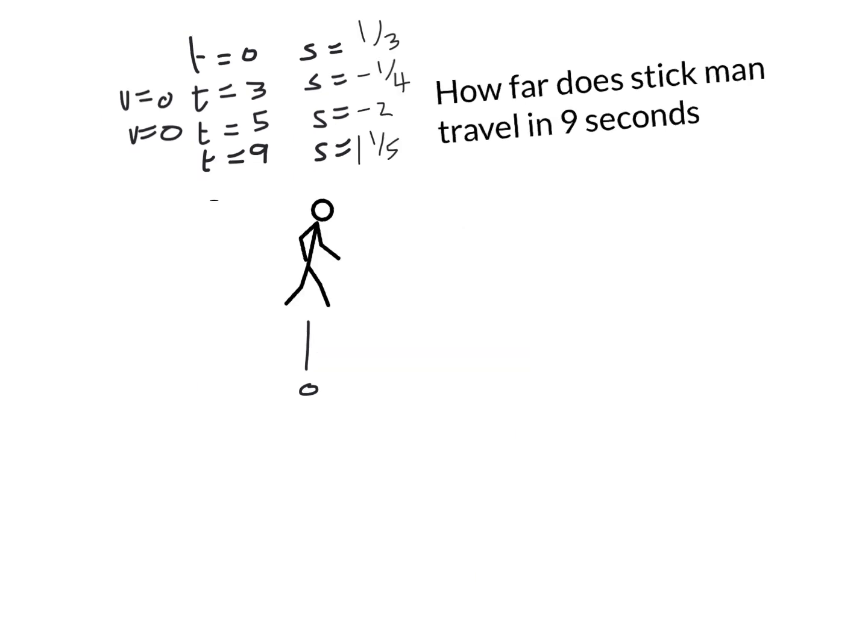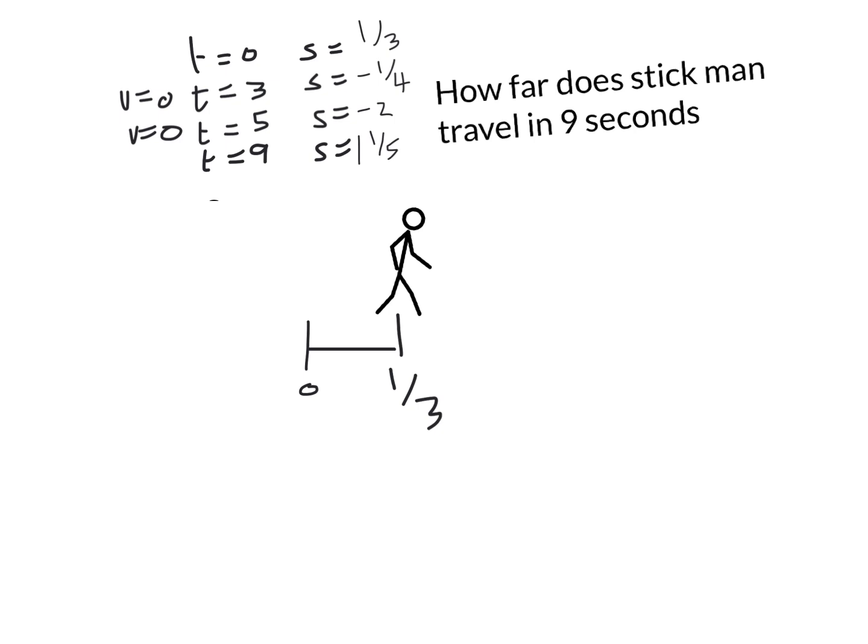How far does Stickman travel in 9 seconds? So with our conditions, we can see when T is 0, S is a third. So he's not starting at 0, he's going to start at 1/3, which we'll put here. Now he's not traveling that distance, that's just where he is to begin with. So that's where we start.